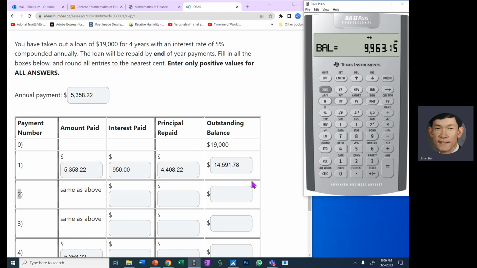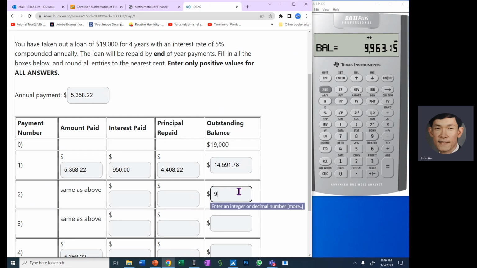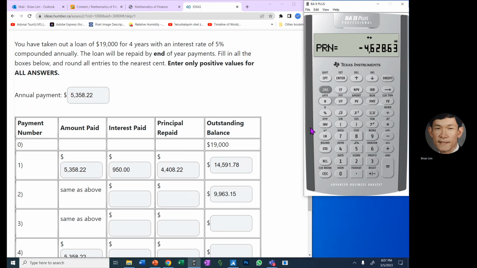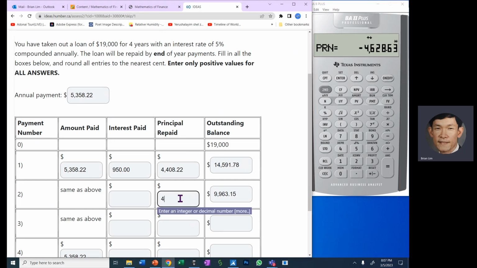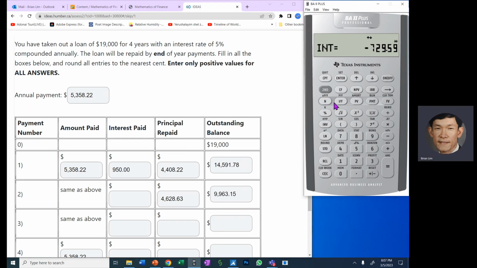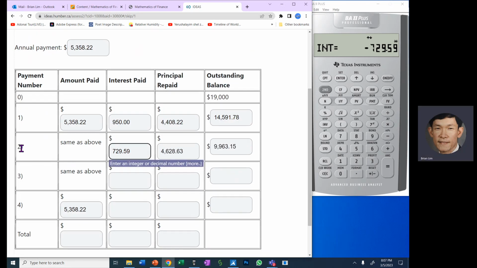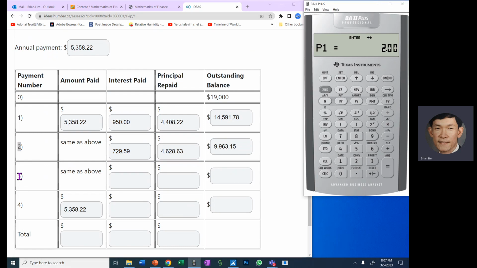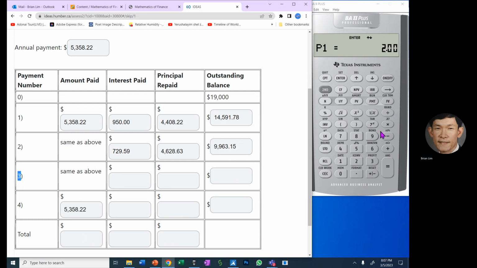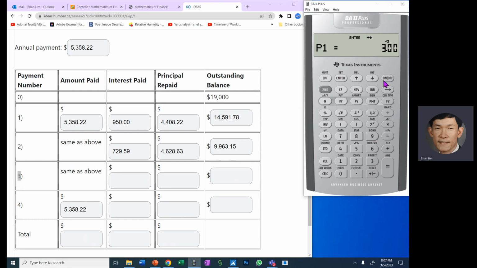All right, what is the balance now? Well, the balance now is $9,963.15. The principal repaid is $4,628.63. And the interest is $729.59. Right? That is payment number 2. So let's go around again, and then we're going to go to payment number 3. Right? So P1 is 3, and P2 is also 3.